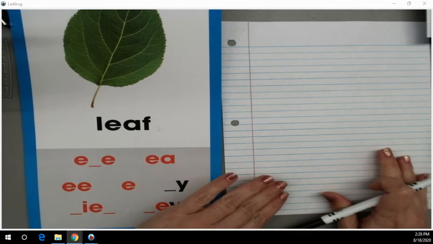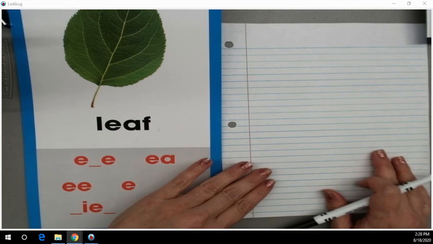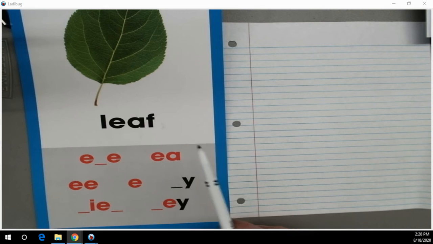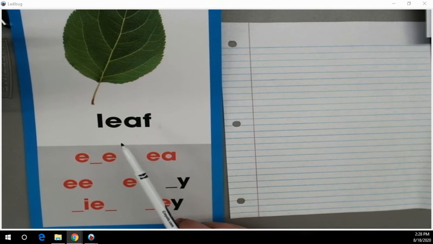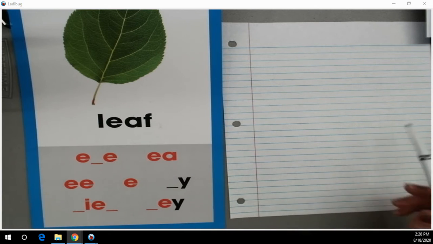Good morning. We are going to start spelling. So here we go. This week we are learning all about long E. Long E makes the E sound, like in leaf.